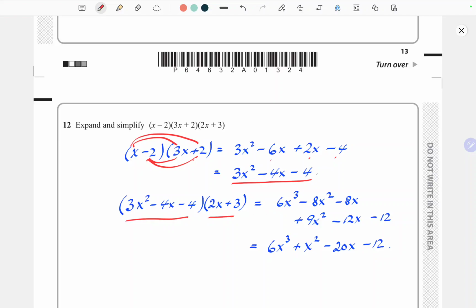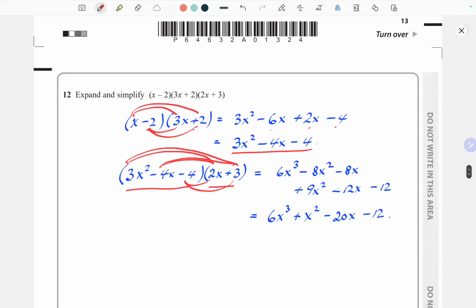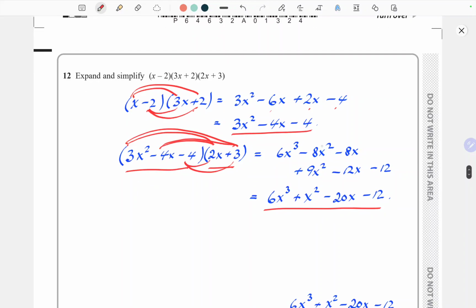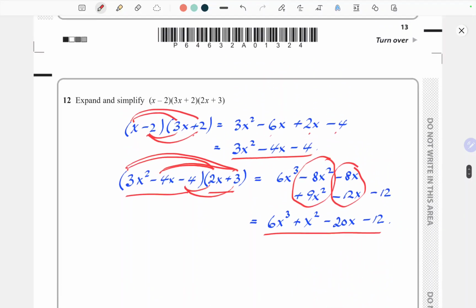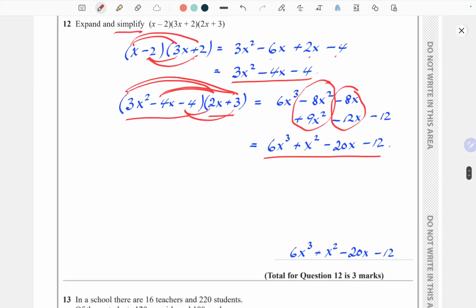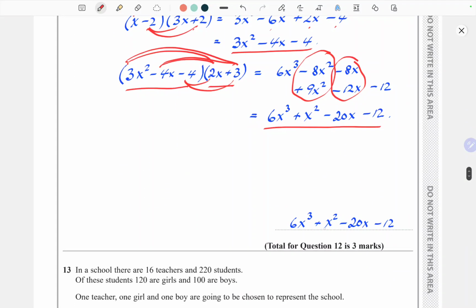And again, just working through and multiplying that, and then, how am I going to do this? That, and then that, and then that, and that, etc. You get the idea, all right? And all of that, if you've done the arithmetic right, comes out. Just make sure you collect all the x squareds together, the x's together, and tidy that up. That's what it means by simplify. Okay, answer is 6x cubed plus x squared minus 20x minus 12.